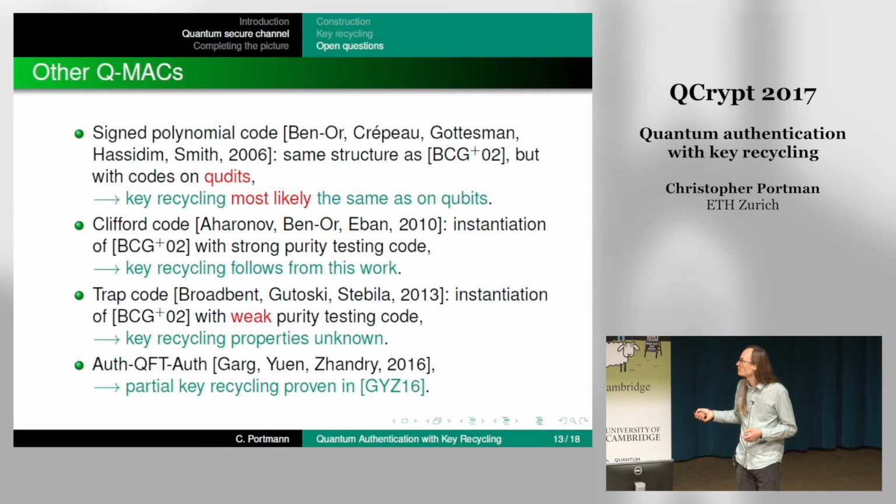The trap code was the one I mentioned, which uses weak purity testing codes, and here you can show that you cannot recycle all of the key, but my conjecture is it only leaks 1 bit of the code. There are other protocols which have been shown to recycle part of the key, and it isn't quite clear if you can recycle all of the key.